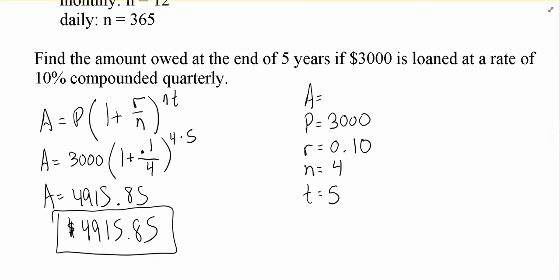Now, of course, you want to stop and make sure this answer makes sense. So we started with a $3,000 loan. We're going to pay back $4,915 in the end. That seems reasonable for that very high interest rate of 10%. Now, if we end up with something like $30,000, we should probably say, oops, I made a mistake here.